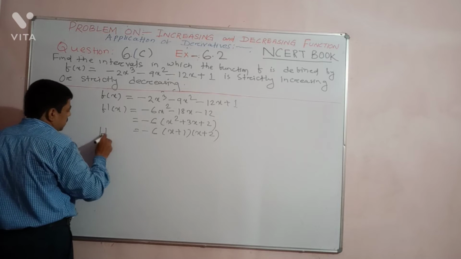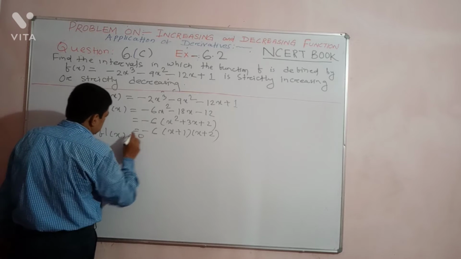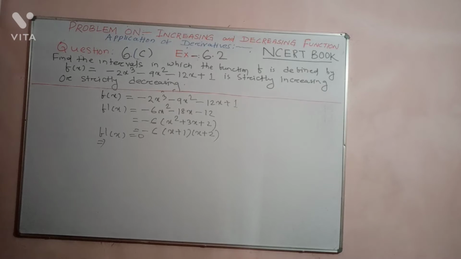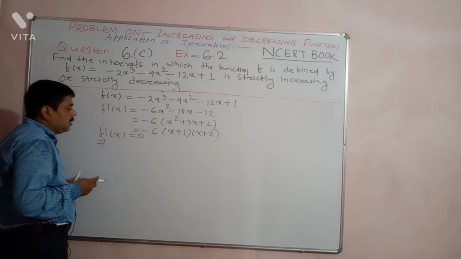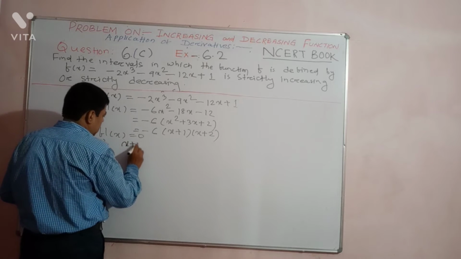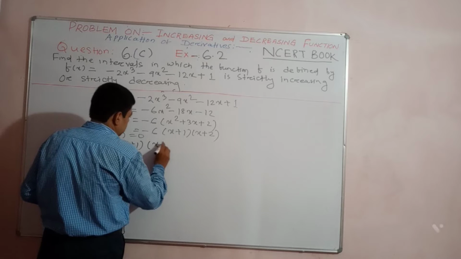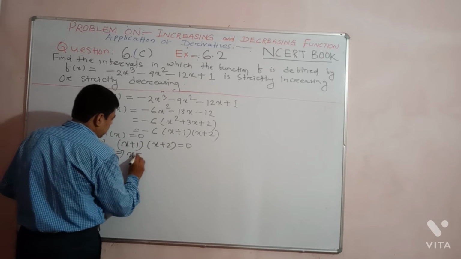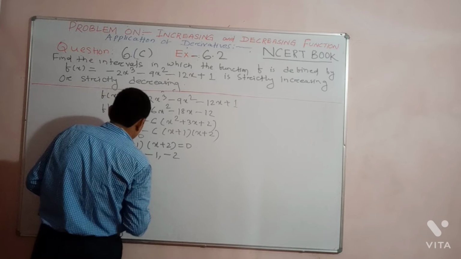Now equate the derivative of the function to 0, understand? This is the point where the function is divided into different intervals. In order to find the different intervals, let us equate f'(x) to 0. Then (x + 1)(x + 2) = 0. Understand? Then x will be -1 and -2.